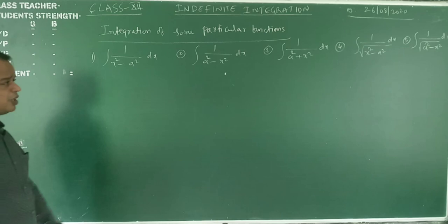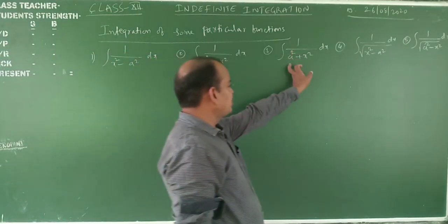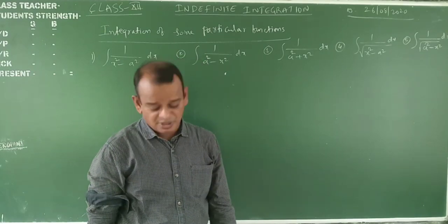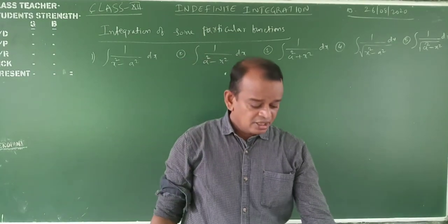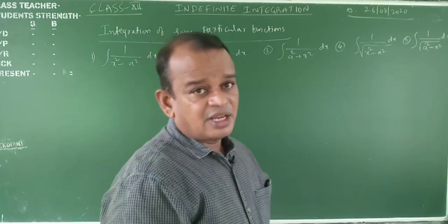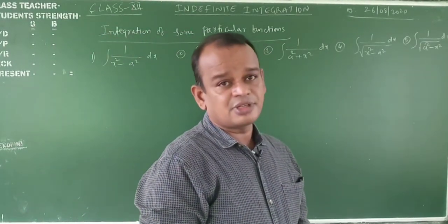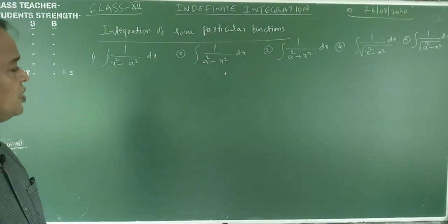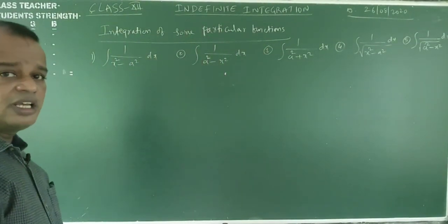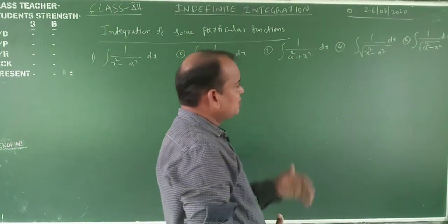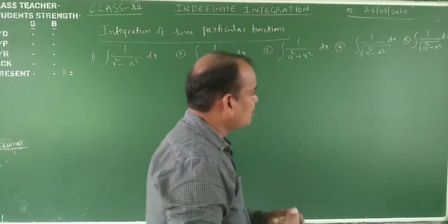Before, you know the integral of 1 by 1 plus x square is tan inverse of x. Integral of 1 by x square minus a square, we don't know the formula, I think. Integral of 1 by root of 1 minus x square is either sin inverse of x or minus cos inverse of x. Now these are the particular functions. Observe that. Those functions are very, very important. By using these, we will do a lot of problems.